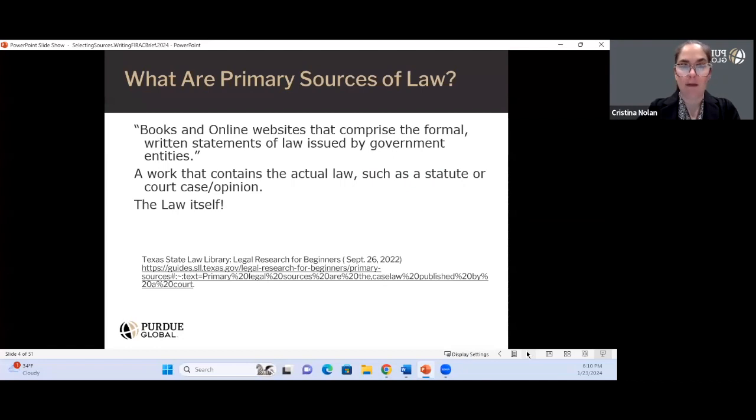So what are primary sources? They're books and online websites that comprise the formal written statements of law issued by government entities. You can still go to physical law libraries, but most of the books that are relevant to the practice of law today will be online.